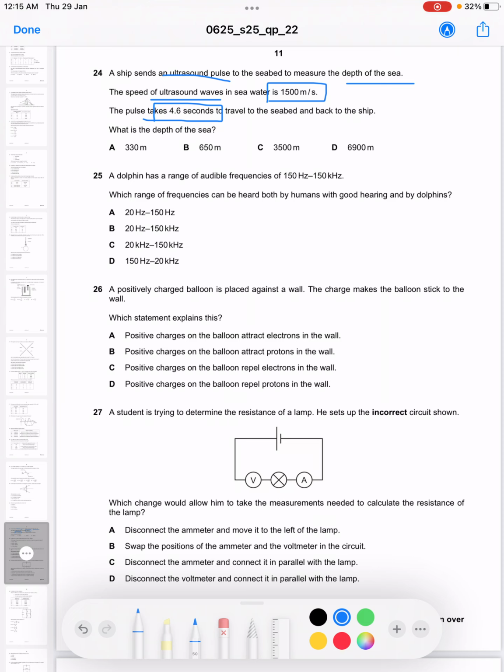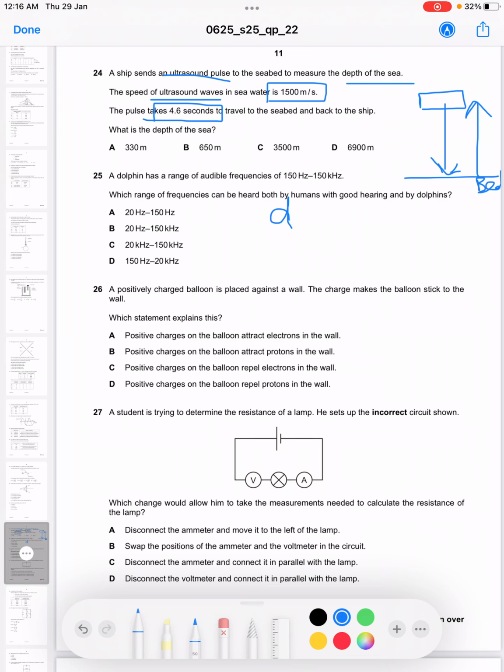Basically, let's suppose this is the ship, and it sends the ultrasound pulse to the seabed. This is our seabed. To measure the depth, how much is this distance? We know the speed of the ultrasound, it is given, and time is also given. So we need to find the distance traveled. The ultrasound is sent and it comes back, and the time is given, that is 4.6 seconds.